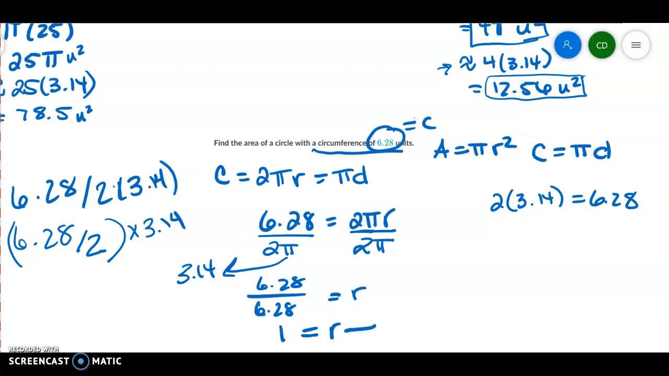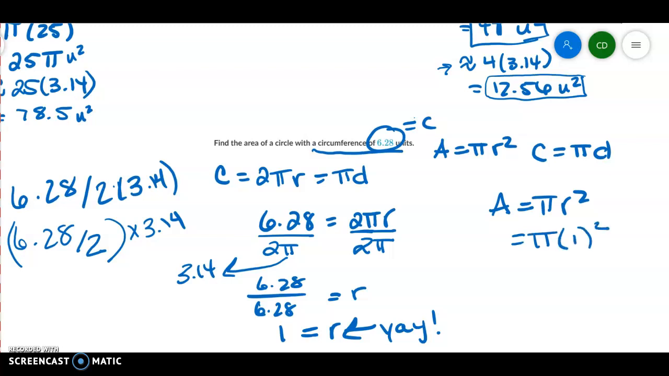So now we have our radius. Yay! Okay, so our radius is what we need to find our area. I'm going to get rid of this because we used it. We know what we're doing. We're all set. Now I'm going to start with my area formula, right? So area is pi times the radius squared. So I square my radius. 1 squared is 1. 1 times pi is just pi. So that's a perfectly acceptable answer.